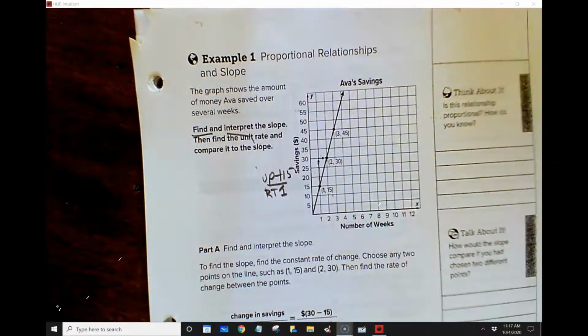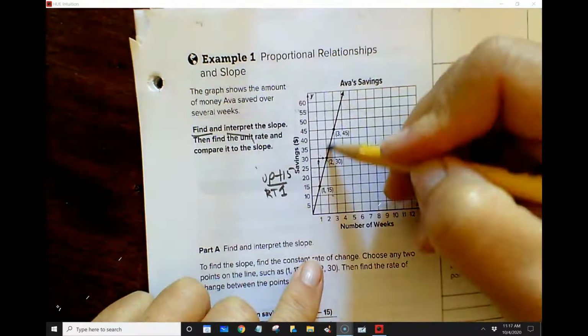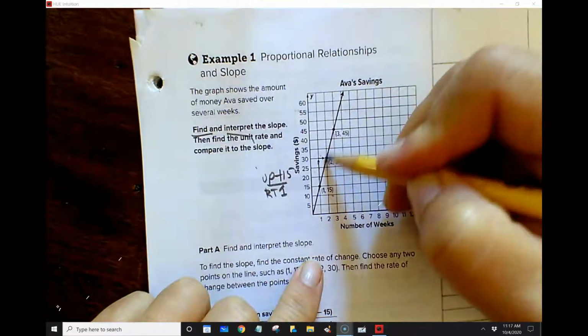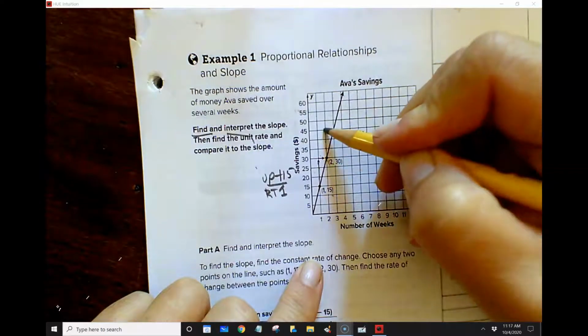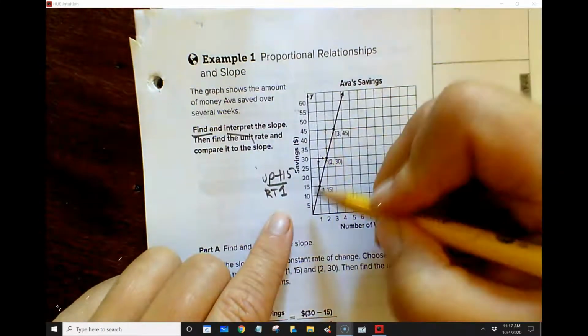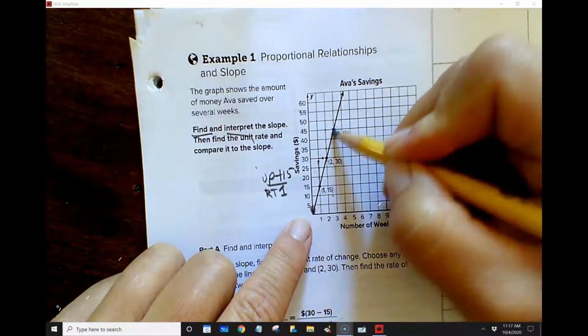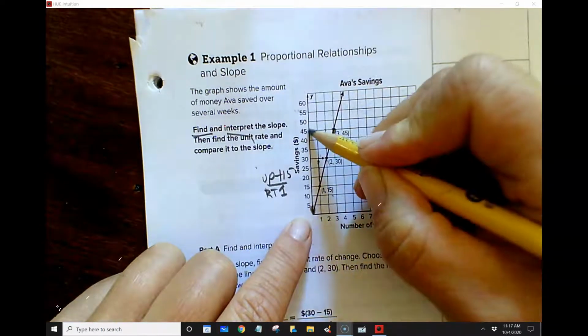So I think it's 15 to 1. I could be wrong. Let's try it again. Let's go from here to here. 1, 2, 3, 5, 10, 15. Yep. If I went from this point here to this point here, this is at 45.